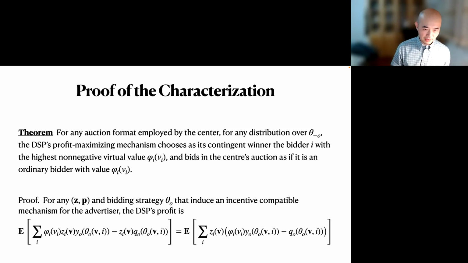And on behalf of each i, the payment made to the center is equal to z_i(v) times q_o. Z_i(v), because we are making the payment to the center on behalf of i only if i wins the first auction. So that happens with probability z_i(v). And when that happens, we make a payment of q_o(theta_o). Given this expression, we can extract the factor z_i(v). Therefore the profit is equal to the sum over i of z_i(v) times (phi_i minus q_o).